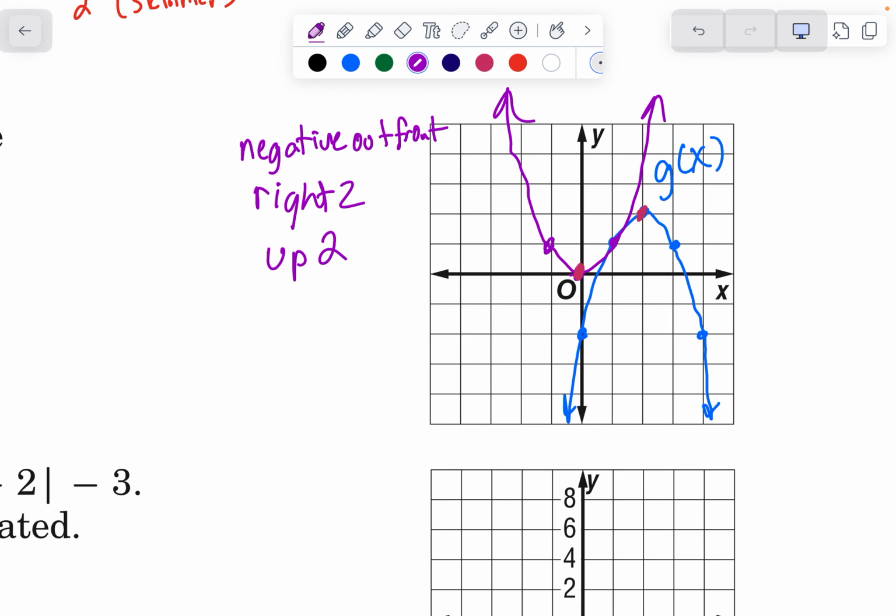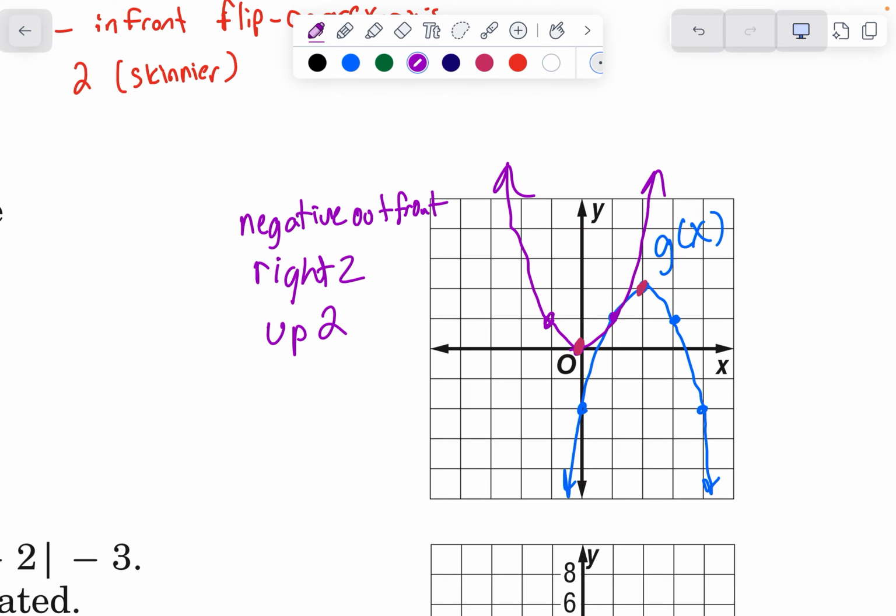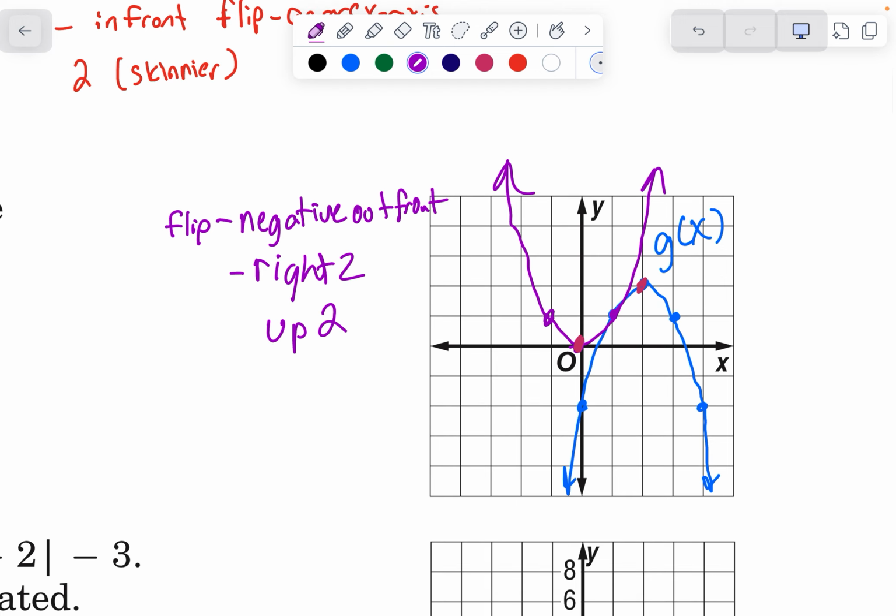Now, let's talk about what that means. We have to flip it, so we have to put a negative out front. To move it to the right 2, we are going to have to subtract on the inside. To go up 2, we have to add on the outside. So that's what we have to do to the original function to get our blue function, okay?